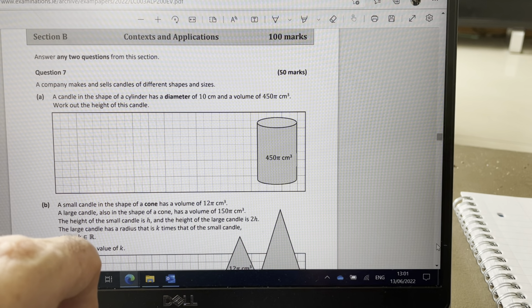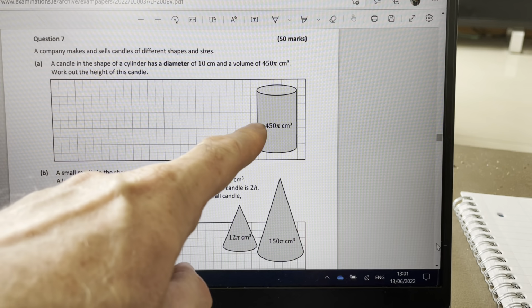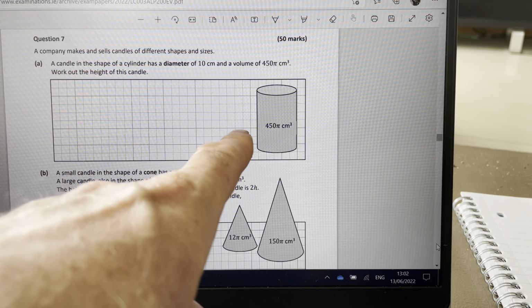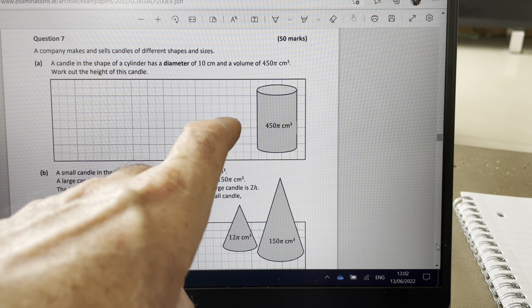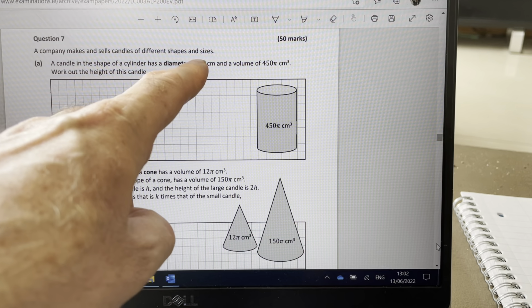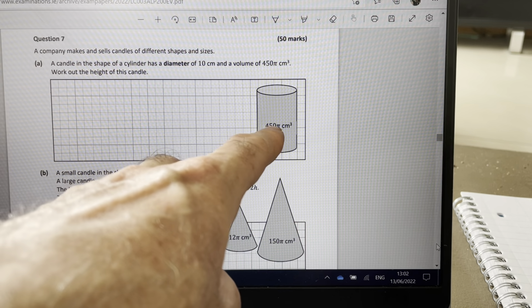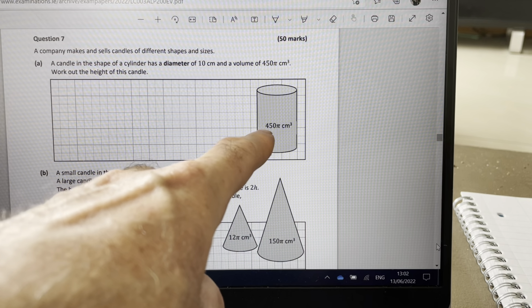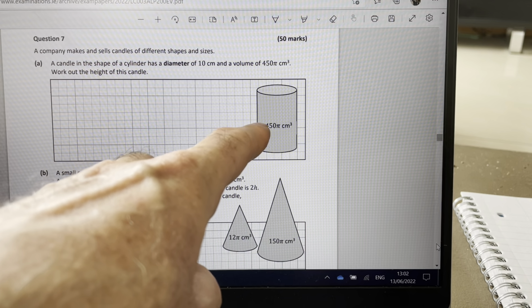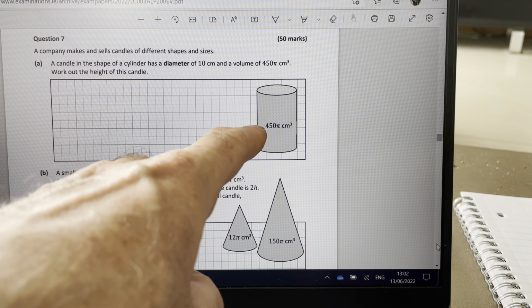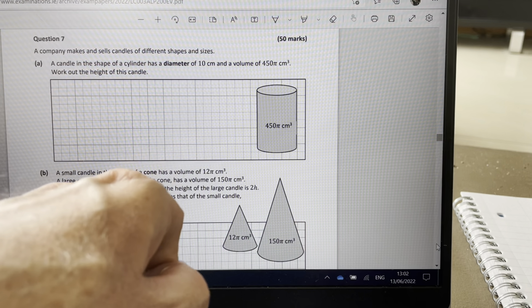Okay, standard volume question, that's pretty straightforward. Your volume is pi r squared h, you know that, so it's 100 pi h is equal to this. So h is what, is it 4.5?